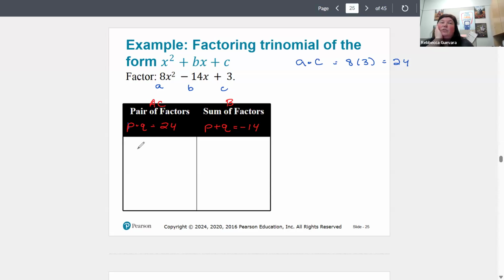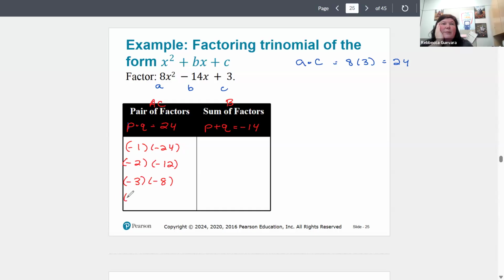Okay. So we know that this is supposed to be negative, so we need two numbers that give us a positive product, but give us a negative sum. So we need two negative factors. So I could try -1 and -24. I could try -2 and -12. I can try -3 and -8.